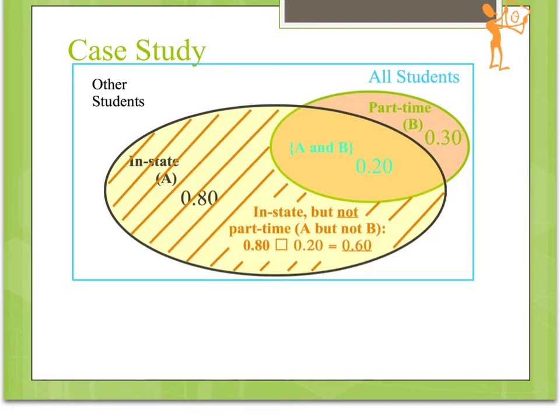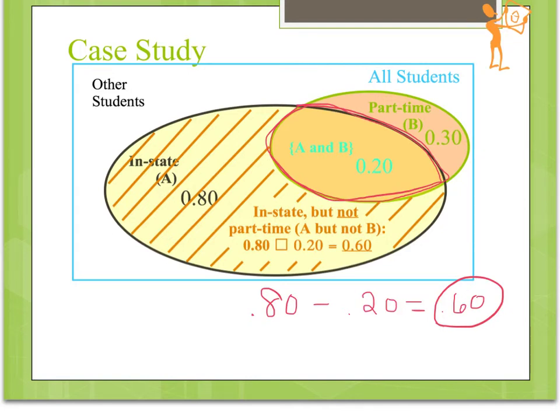Now if you want in-state but not part-time, then you take in-state 0.80 minus the overlap here, minus this part, because you only want what's shaded there with the orange hash marks. Okay, you want to take out the A and B. So it would be minus 0.20 equals 0.60. 60% are full-time in-state students.